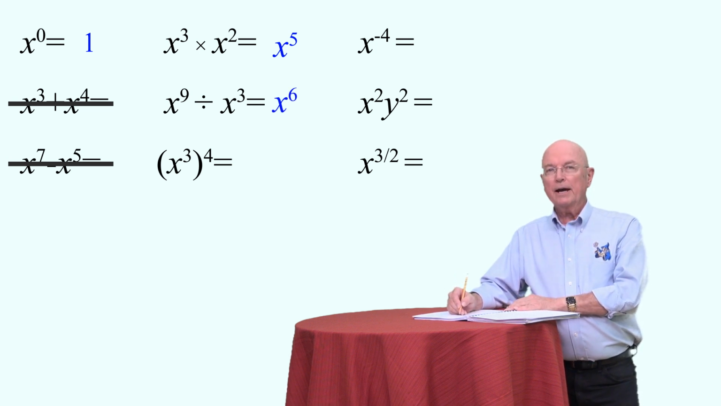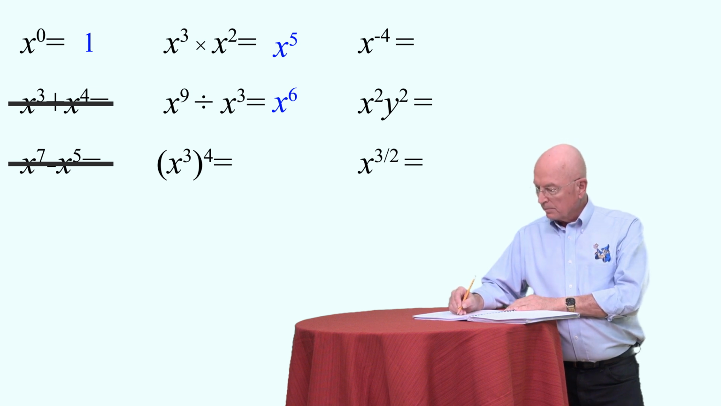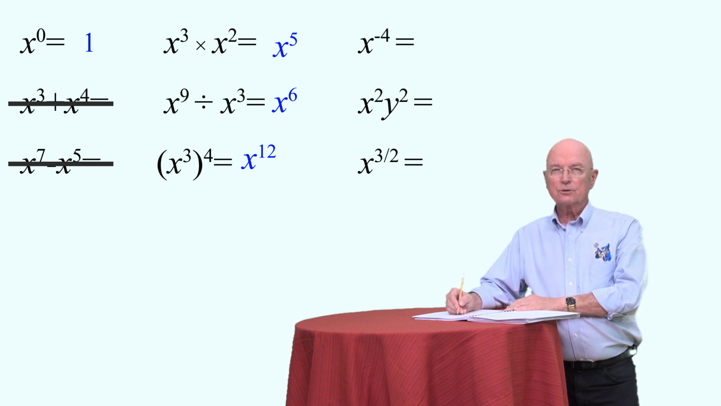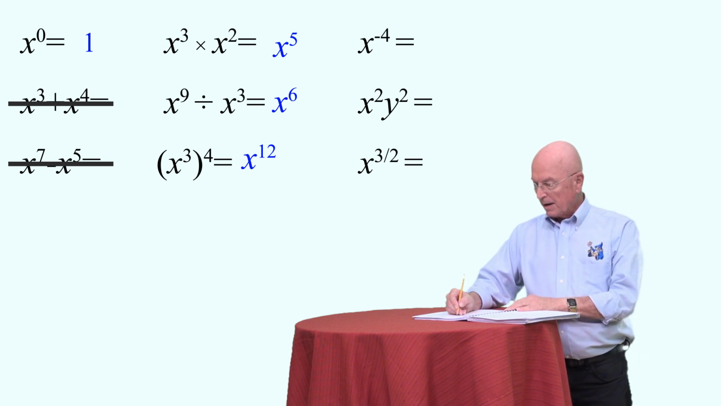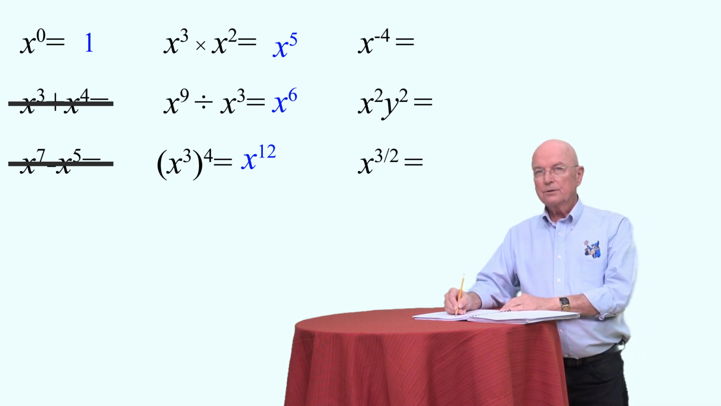What about x cubed to the 4th power? That means x cubed times x cubed times x cubed times x cubed. And shorthand would be to take x cubed to the 4th, so 3 times 4 is x to the 12th. Or you could have done it the long way. You could have added those 3's together 4 times, and that would have given you that as well. But the easy way to do it is just multiply the power with the power that's on the outside of the parentheses.